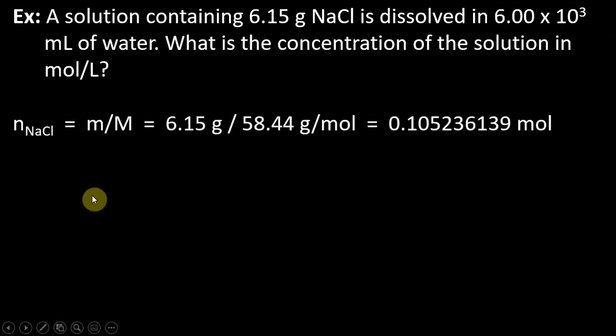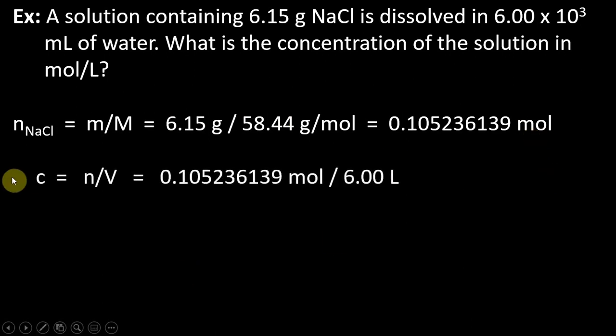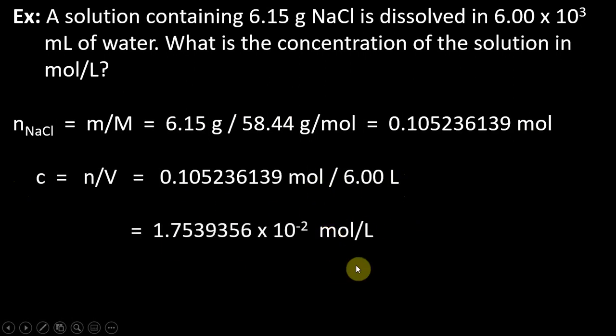All right. So number of moles, first of all, is mass over molar mass for sodium chloride. So that's 6.15 grams divided by 58.44 grams per mole. Gives us this many moles. We're going to take the number of moles now, and we're going to divide by the 6 liters, right? Moles per liter. And we get this value here: 0.017, however many decimal places, moles per liter.